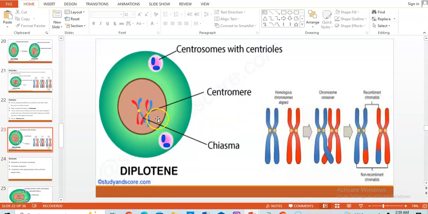Alright, so that's what happens. This is it here. And then you have chromosomes that have different characteristics. They are not similar anymore because of this crossing over.